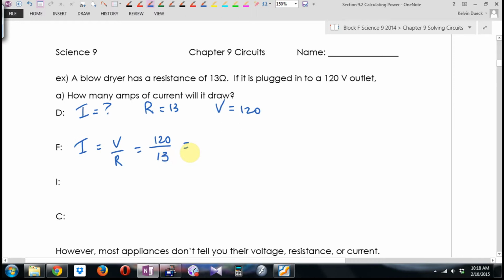In your head, Mateo? This one is not so easy in your head. 120 divided by 13. What do you get, folks? Give it to me to, let's say, 2 decimal places. 9.23 or 9.24? Did you round off properly? 9.23, 9.23 what? Amps.